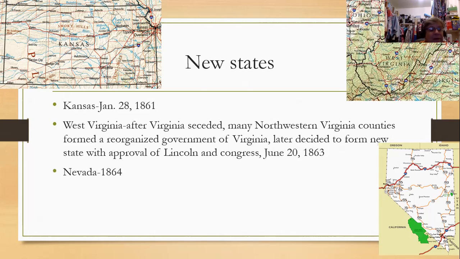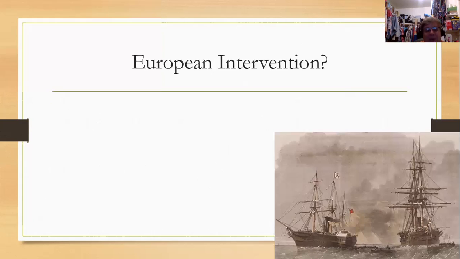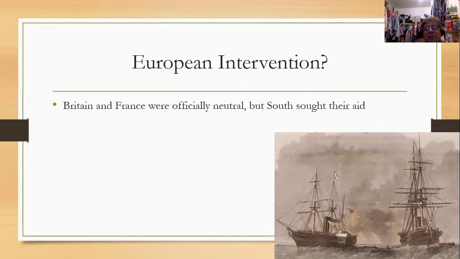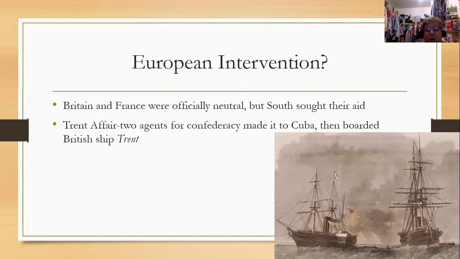Also Nevada, without a large population, but some population primarily due to silver in the state. So you have 3 new states that take the place a little bit of the seceded states. The South believed that it could get Britain and France to intervene. Britain and France stayed neutral, but there were some overtones. 2 agents for the Confederacy made it to Cuba and then boarded a British ship called Trent.